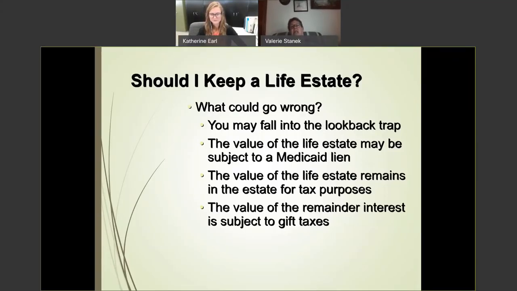Also, the value of that life estate may be subject to a Medicaid lien. So what am I referring to here? If you don't transfer your house and you own it outright and you need to go into a nursing home, you have no spouse, so it's just you, you're single at the time. And you're in a nursing home, Medicaid is paying. Your house is still there because they allow the house to remain your property until you pass away. But then Medicaid puts a lien on the house, and they can take up to the full value of the house after you pass away.